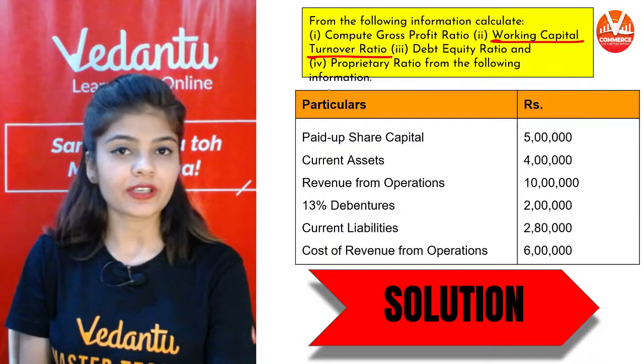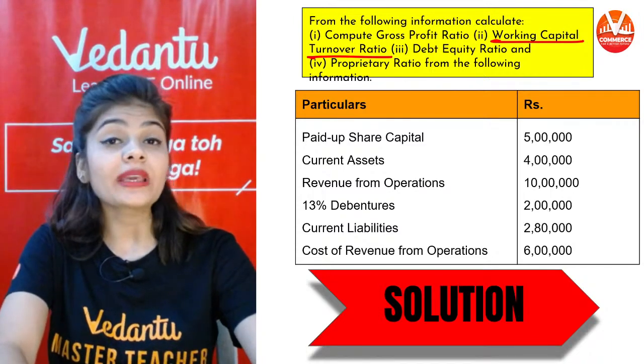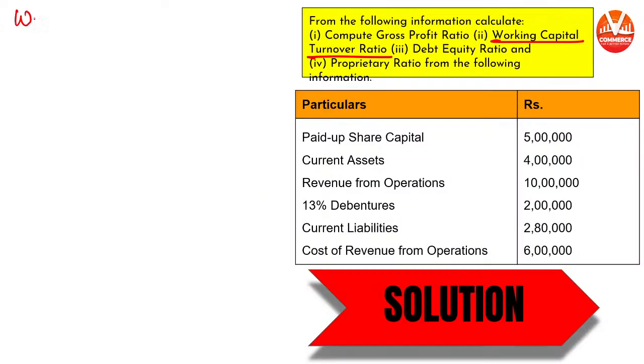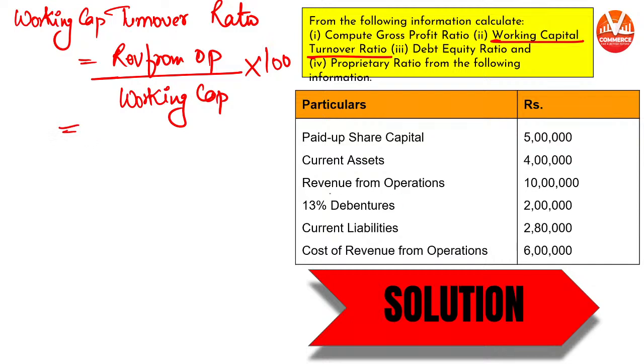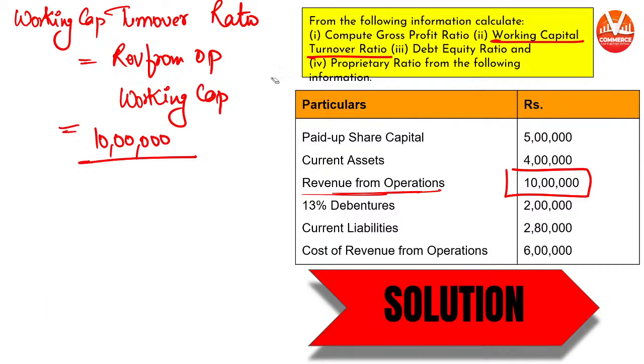Working capital turnover ratio. What is the formula of working capital turnover ratio? क्या formula है? कैसे calculate करेंगे? The formula is working capital turnover ratio is equal to revenue from operation divided by working capital. So revenue from operation, it is 10 lakh. हमें यहाँ पर multiply 100 नहीं करना. We will not multiply with 100.